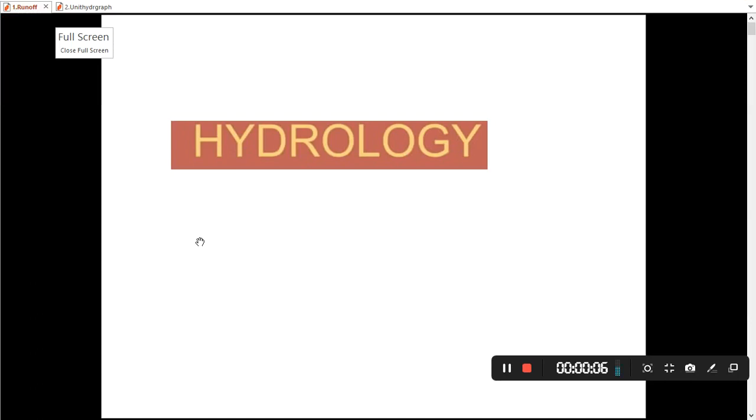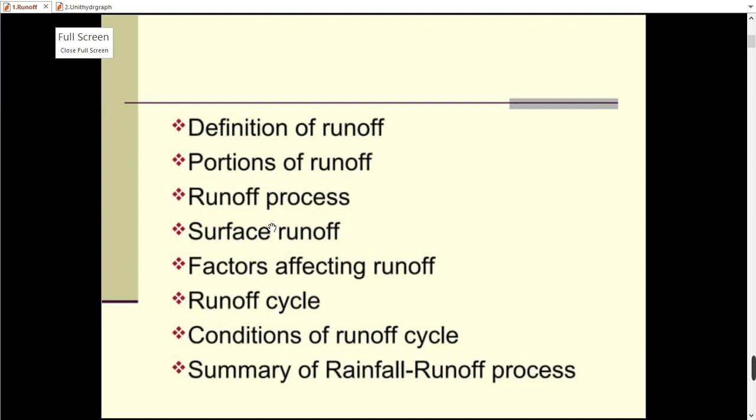Today we are going to see hydrology. These are some parts: definition of runoff, portions of runoff, runoff process, surface runoff, factors affecting runoff. These are some portions: the conditions of runoff cycle, summary of rainfall and runoff process.